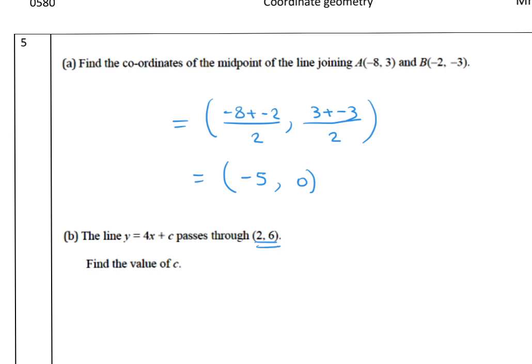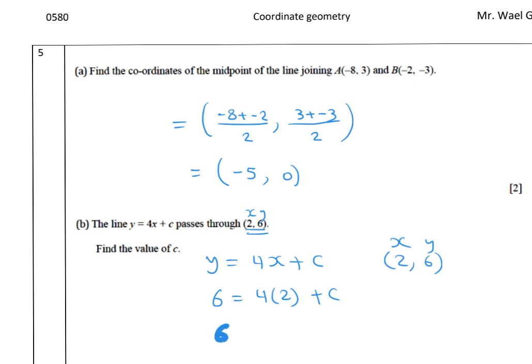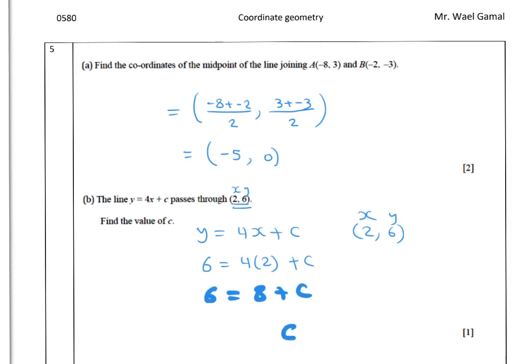You can substitute to find the value of c, because x is 2 and y is 6. Y equals 4x plus c, and you have the point (2, 6). So put x equal 2 and y equal 6 to find c. So 6 equals 4 multiplied by 2 plus c. So 6 equals 8 plus c. And we move 8 to the other side. So c equals negative 2. Yes, so c is negative 2.